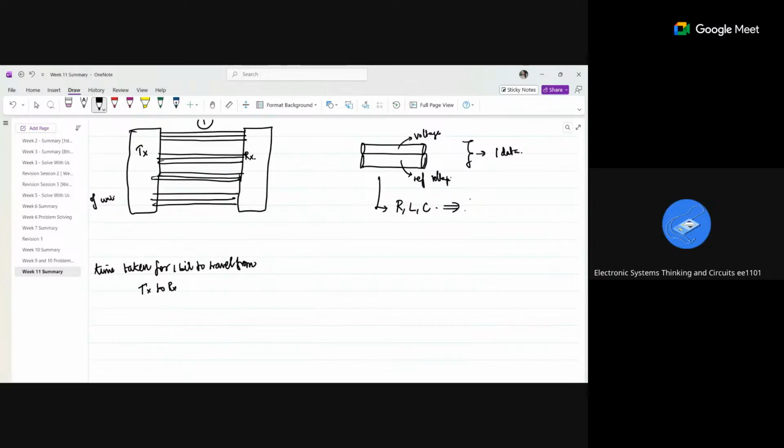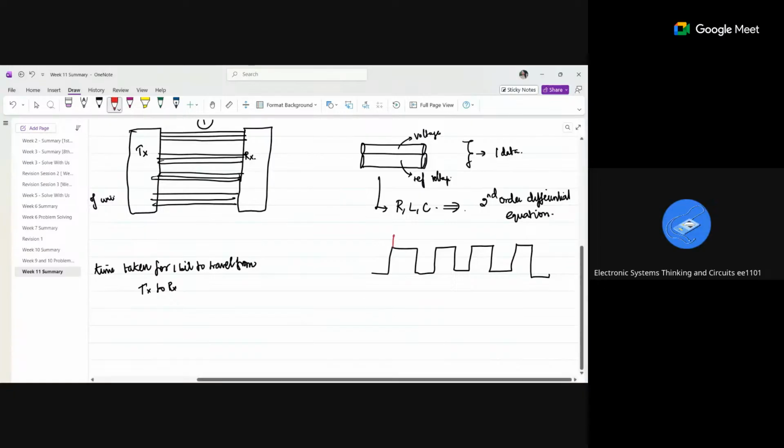So the equation becomes a second order differential equation. Ideally, the wire should act as a short, but in practice, this wire can be modeled using a resistor, inductor, and a capacitor. Because of that, when a square wave is transmitted, at the receiving end we will not exactly get a square wave. Instead, we get a slightly distorted square wave. Okay? A ringing cycle.